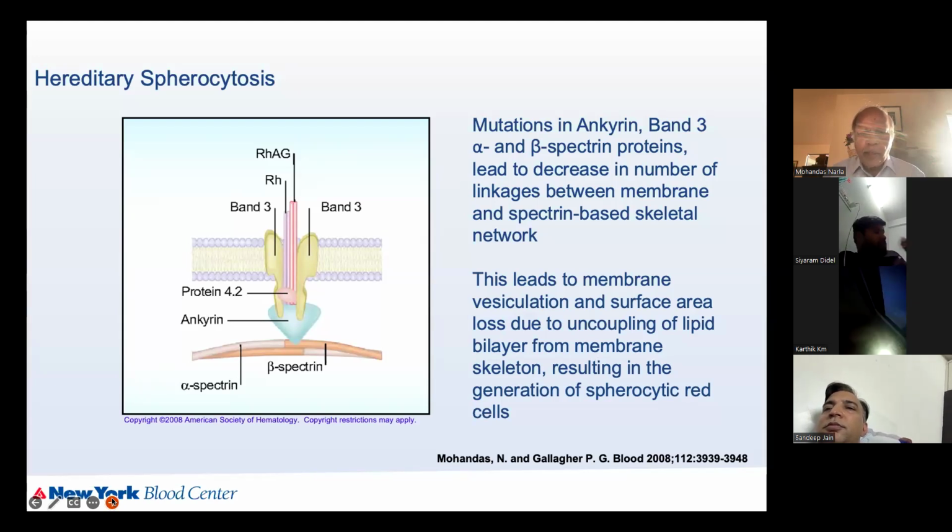lipid bilayer. When you have mutations in any of the proteins involved in these linkages, either band 3 or RH or ankyrin or spectrin, you loosen the association between the membrane skeleton and the lipid bilayer. And so as the cells circulate and age, they lose more and more surface area, and they become more and more spherocytic. So this loss of linkage is responsible for loss of surface area through the formation of vesicles during circulation. And the extent of anemia is very much directly related to the extent of cell surface area loss as they become more and more spherocytic.